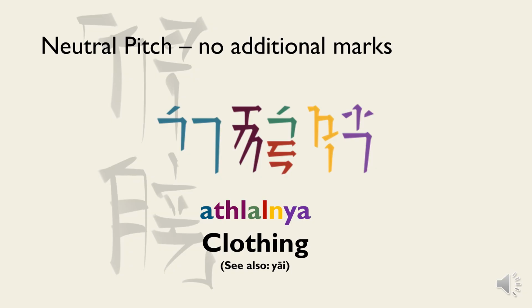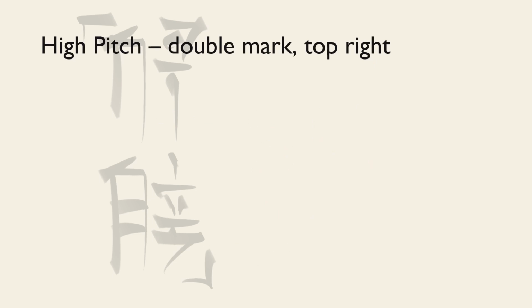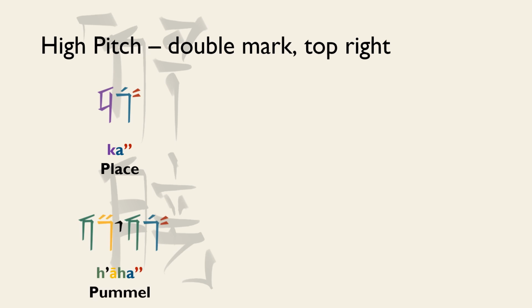Starting with the simplest, the absence of any additional marking denotes a flat neutral pitch, as in the word for clothing, nya. True high pitch is denoted by the addition of 2 marks to the top right of the syllable and a quote mark after the syllable in the SRX, shown here in red. It's commonly found on one-syllable words such as ka, meaning place, or at the end of multiple syllable words like ha.